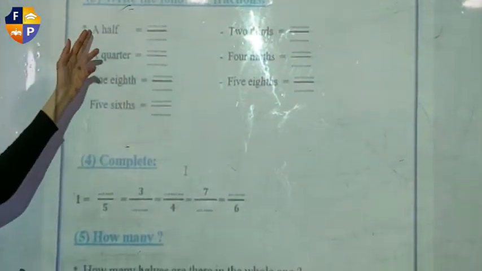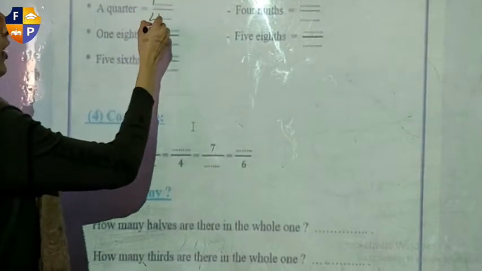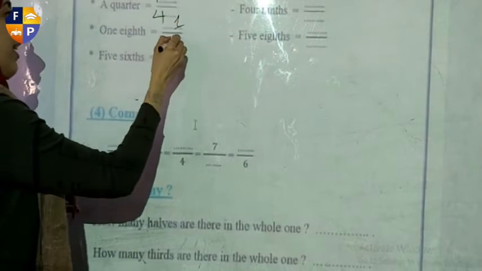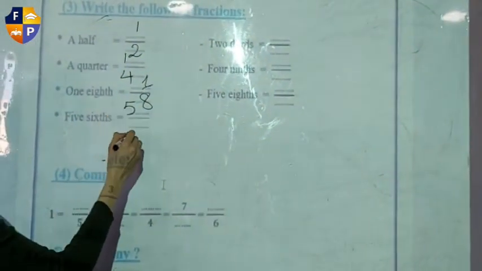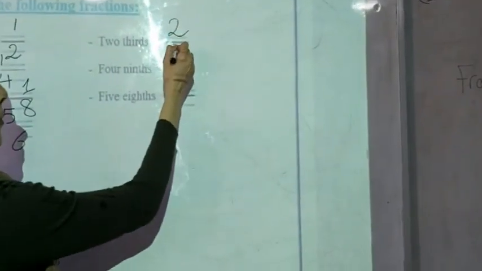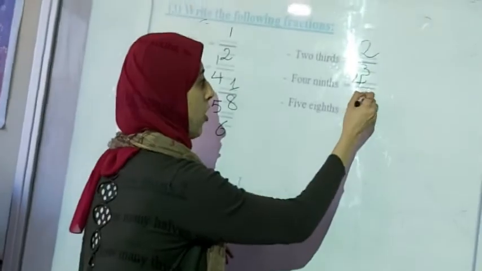Move to the next exercise. Write the following fraction. A half. How can we write a half? 1 over 2. A quarter, 1 over 4. 1/8, 1 up and 8 down. 5/6, so 5 up and 6 down. 2/3, 2 up and 3 down. 4/9, 4 up and 9 down.